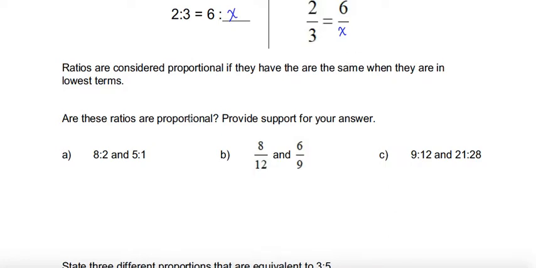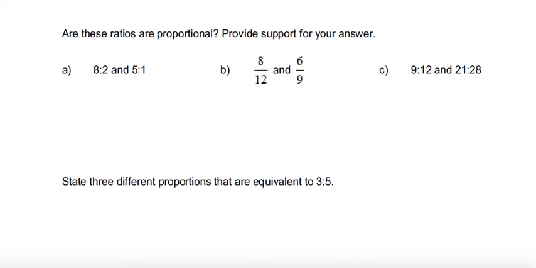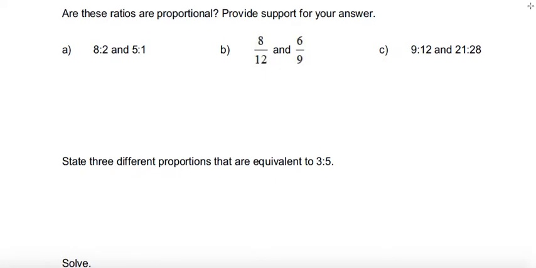So we're going to determine whether these ratios are proportional, and we're going to provide some support for our answer. So we want to think about, first of all, are these ratios in lowest terms? The first one is not, so we can put this into lowest terms by dividing both of our terms by 2. And when we divide both of our terms by 2, we get a ratio of 4 to 1. Now 4 to 1 is not the same as 5 to 1. So these ratios are not in proportion. So they're not proportional because these ratios in lowest terms are not going to be the same.